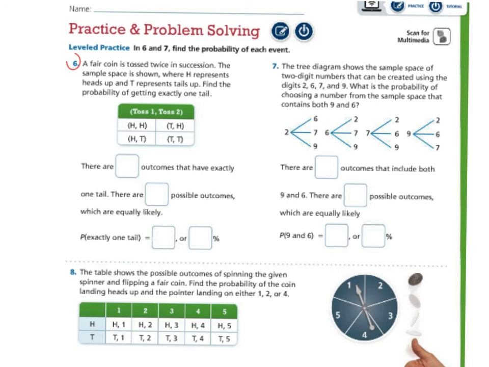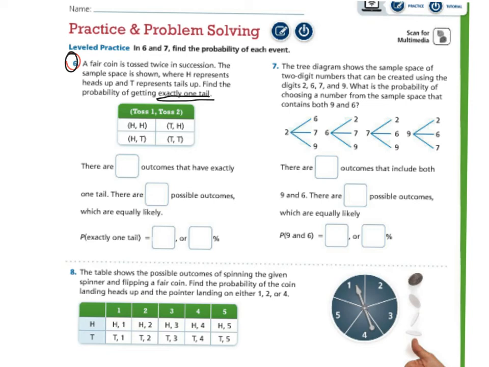Now let's try number 6. I'm going to go back to my black pen. There we go. Okay. A fair coin is tossed twice in succession. That means 2 times in a row. The sample space is shown where H represents heads up and T represents tails up. Find the probability of getting exactly 1 tail.